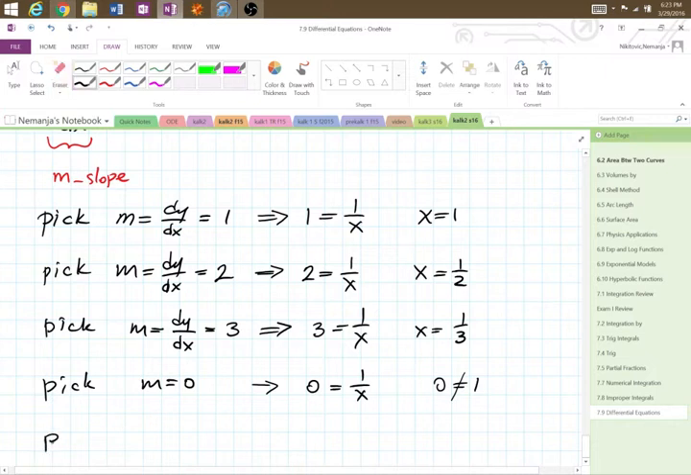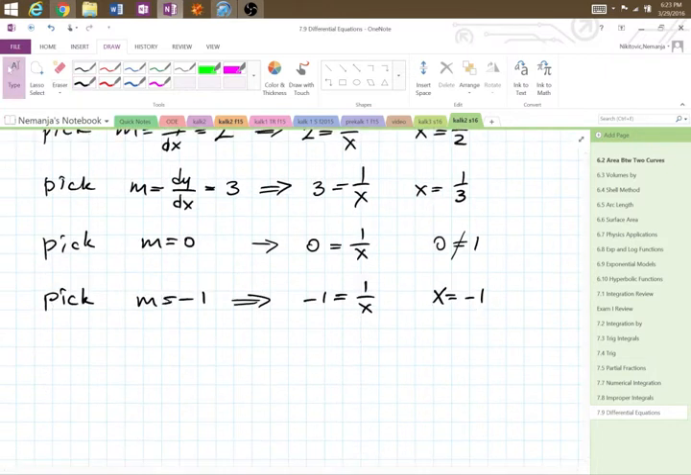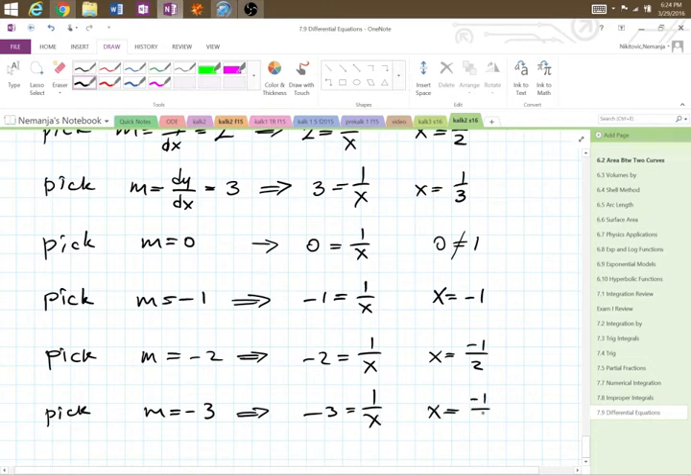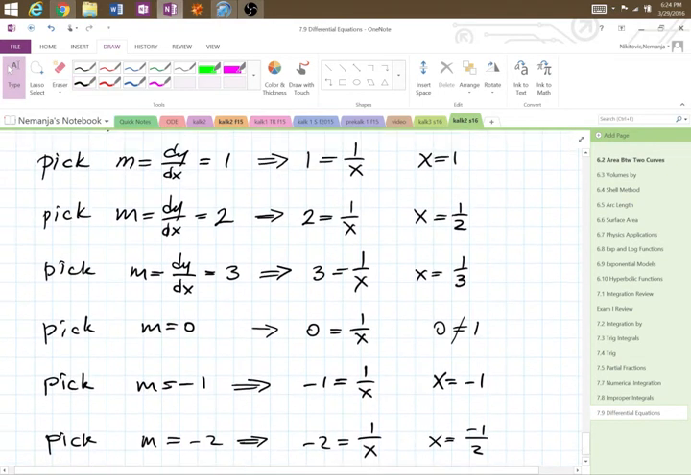See what happens there. So if you pick m to be -1, that leads into -1 equals 1 over x, from where x is -1. All right, I'll do two more and that's it. So if we choose m to be -2, we get -2 is 1 over x, from where x is equal to -1/2. And finally pick m to be -3, which gives us -3 is 1 over x, from where x is equal to -1/3. And that concludes this silly calculation.